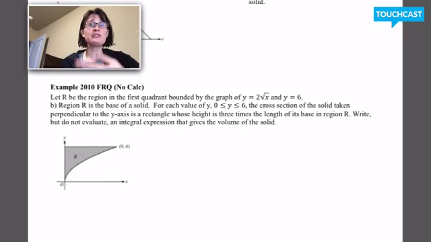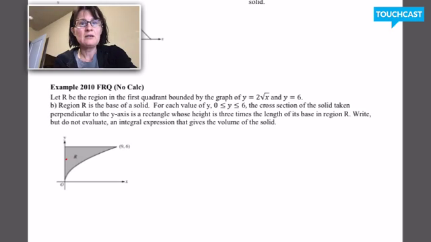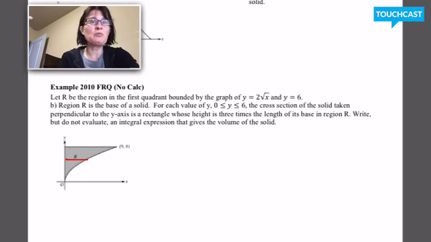Here's one more example so you don't start to think that the shape of every cross-section is a square. In this problem, we have a region R, and it's going to be the base of a solid. Here they tell us there's two big changes. The cross-section taken perpendicular to the y-axis. So we're going to take our slices perpendicular to the y-axis. And they have the shape of a rectangle.